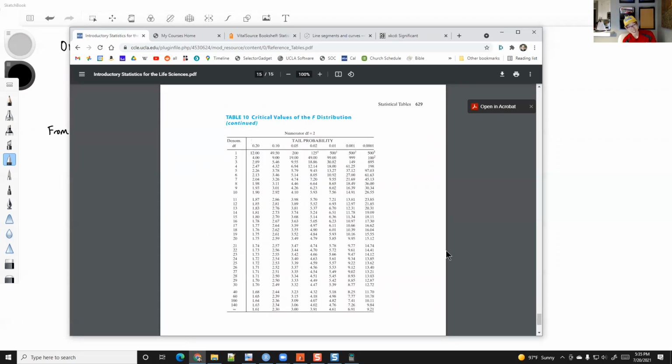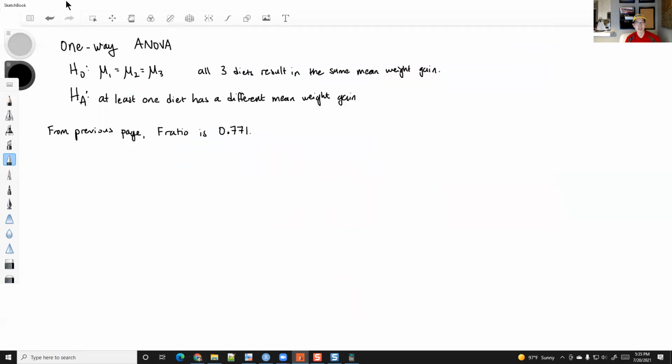Our textbook has this very elaborate F table. Most F tables are much less elaborate. So our F test statistic has a numerator df and denominator df.